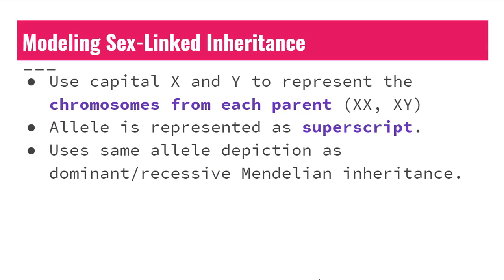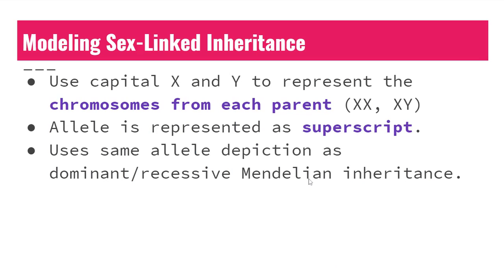In terms of how we model this, so how we would show it, much like we did with codominance, you're going to use capital letters again to represent the chromosomes. But in this case, you're going to use capital X's and Y's to represent the sex chromosomes from each parent. So if an individual has a capital X, capital X, that is an indication to you that we are talking about a biological female. And if they have a capital X, capital Y, that is an indication to you that we would be talking about a biological male. The allele is going to be represented as a superscript. So that is, again, a letter that sits in the upper right-hand corner of that capital letter.